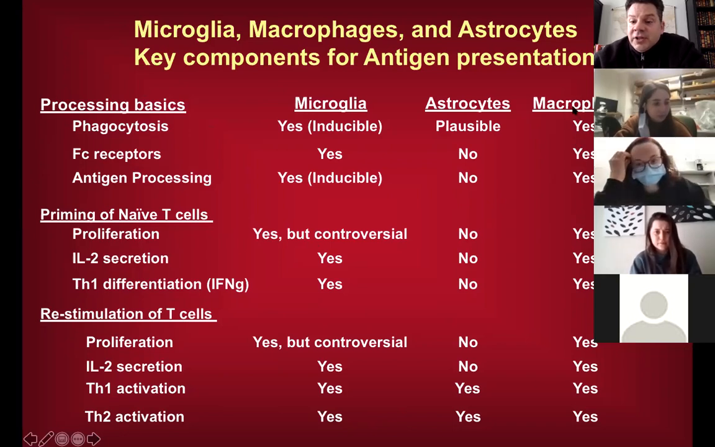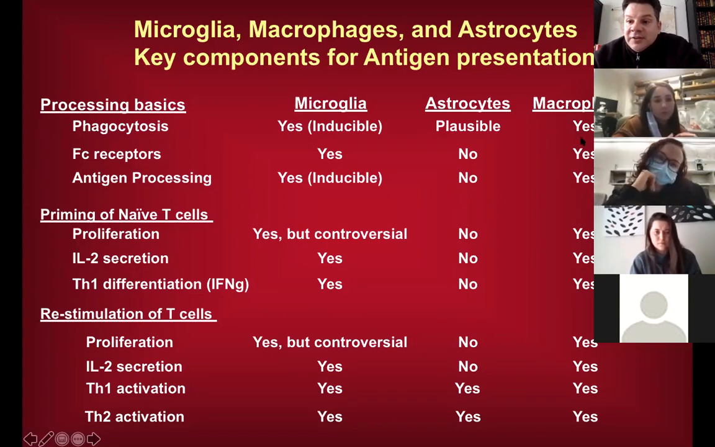But the macrophages, if you look at all the important things associated with picking up antigen, phagocytosis, having FC receptors, which will bind complement-bound things. Can they process the antigen? Yes to all those, right? Makes perfect sense. Astrocytes really have very little ability to pick up antigen. Some evidence of phagocytosis, but no FC receptors, no ability to really process antigen in the same way, meaning that they're probably never going to be functional antigen presenting cells.